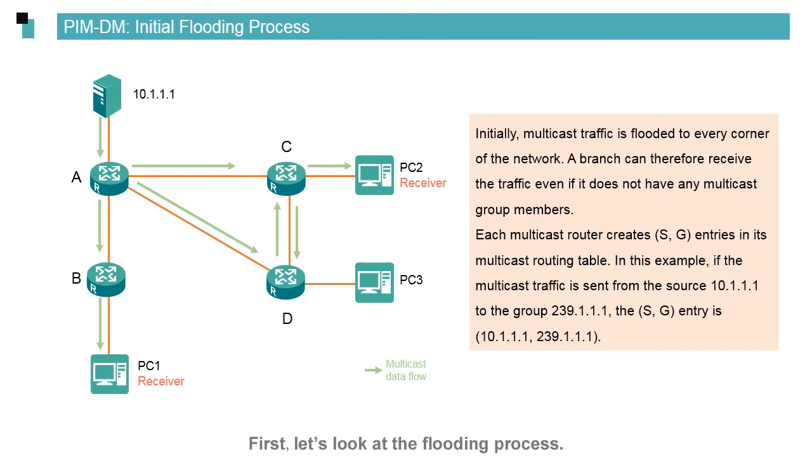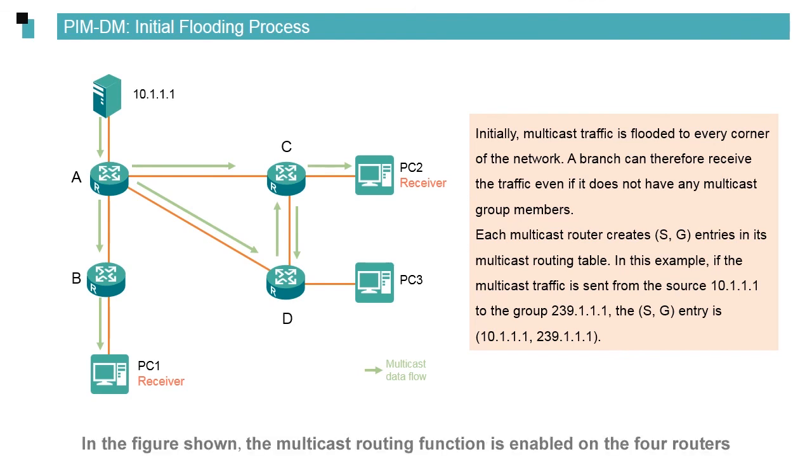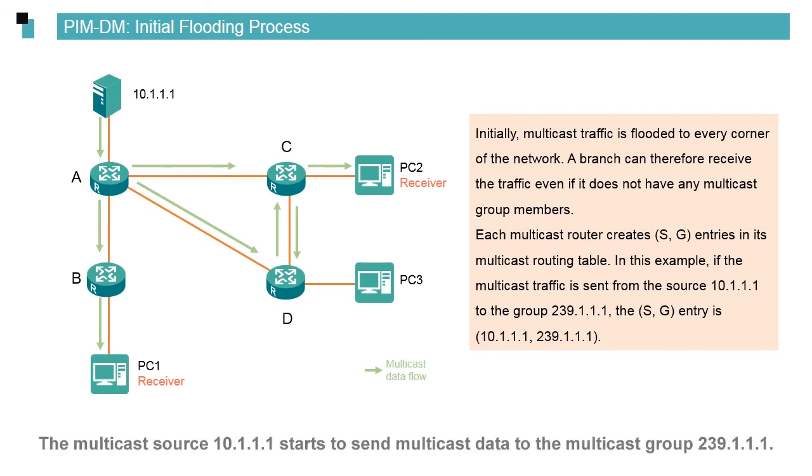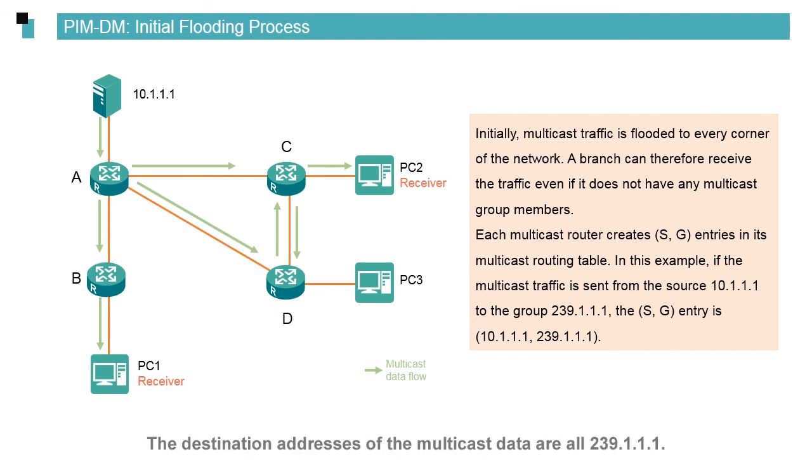First, let's look at the flooding process. In the figure shown, the multicast routing function is enabled on the 4 routers, and they are running PIM-DM. The multicast source 10.1.1.1 starts to send multicast data to the multicast group 239.1.1.1. The destination addresses of the multicast data are all 239.1.1.1.